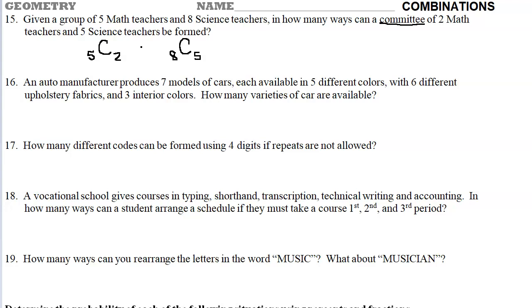I was selecting 2 boys and 2 girls for a group. How many ways could you do it? You had to select the girls and then select the boys and then multiply the results. So that's what we are going to do here. We are going to do 5C2 and then 8C5, and then we're going to multiply the results.